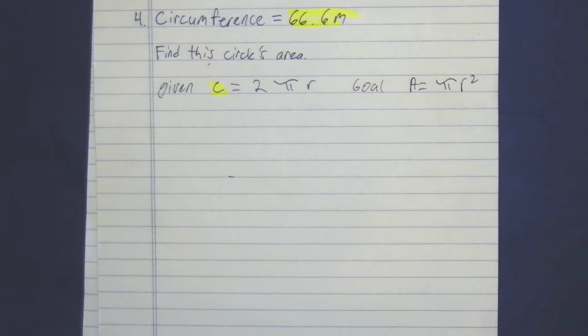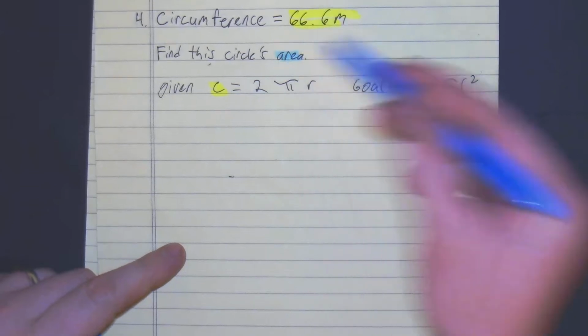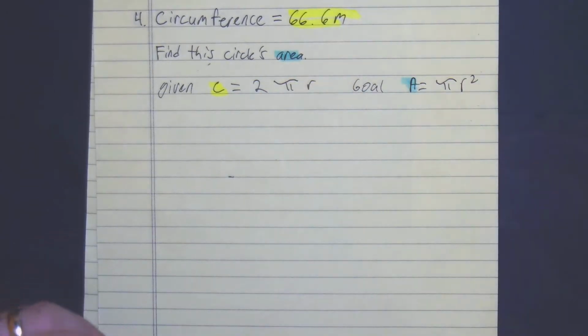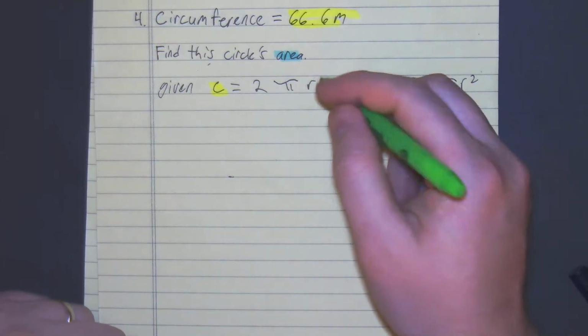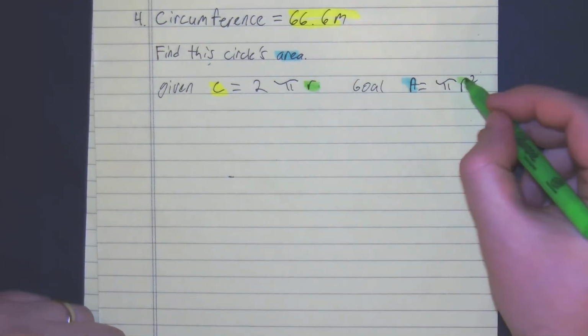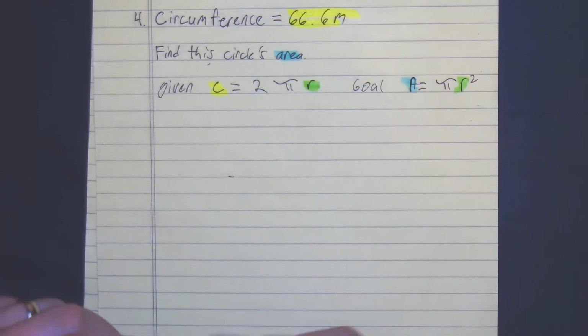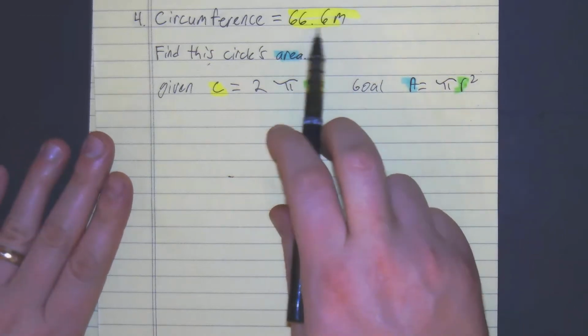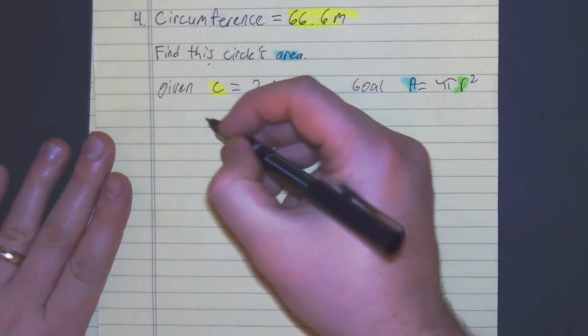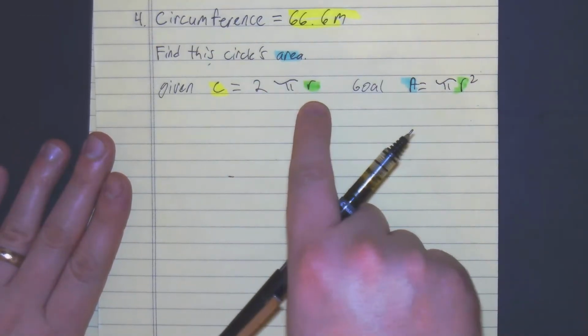So one thing I noticed between these two formulas, they both share something in common, because our goal is to get the area, but the one thing that they share is an r. So the goal is to isolate r so we can plug it into the area formula. So I'm going to plug in the 66.6 meters into here, and then I'm going to try to isolate r.